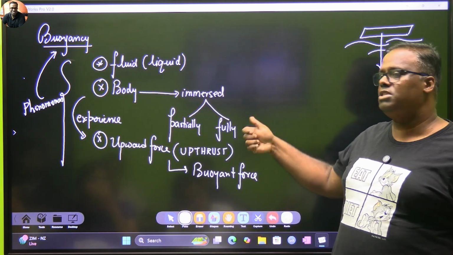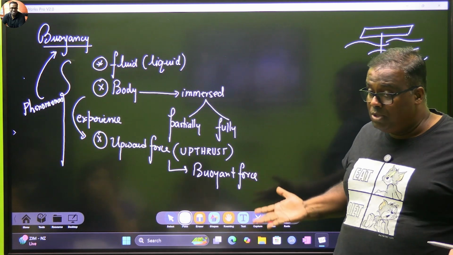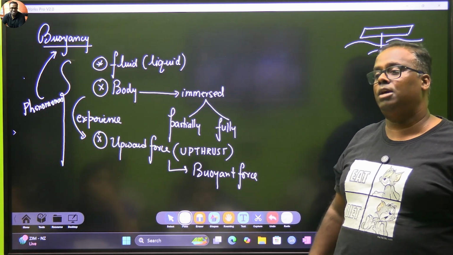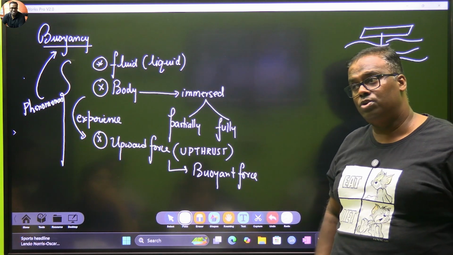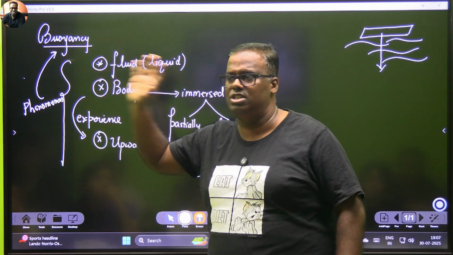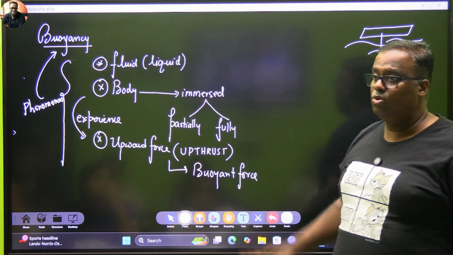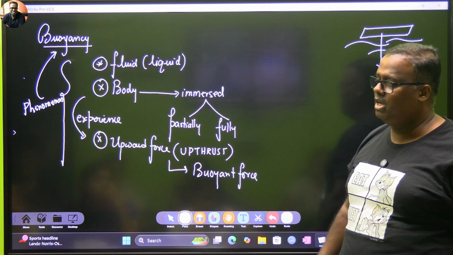And when we immerse it partially or fully, it experiences an upthrust, and that upthrust is known as buoyant force, and the phenomenon is known as buoyancy. इतना समझ में आया कि नहीं? क्योंकि ये deep dive जाएगा अभी, ठीक है?